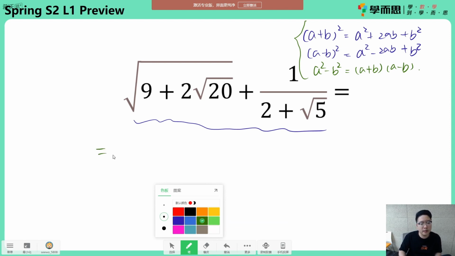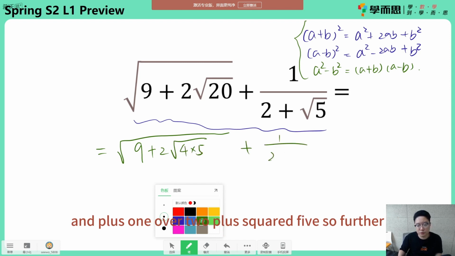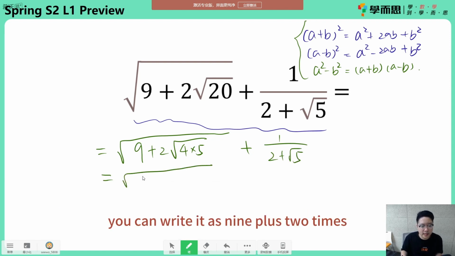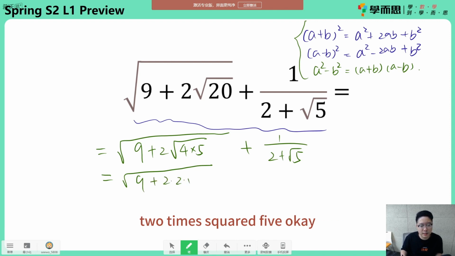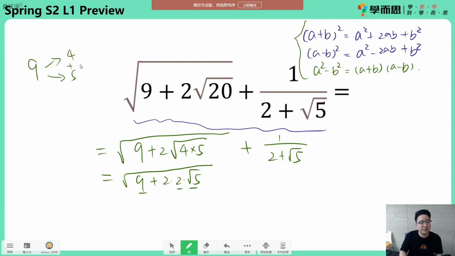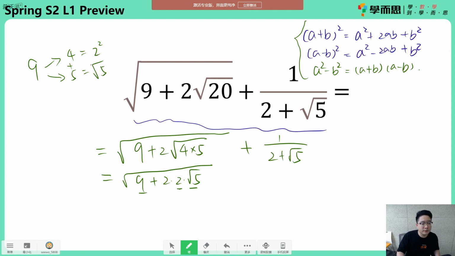So for the first part, let's see. This one equals 9 plus 2 square root of 4 times 5, right? And plus 1 over 2 plus square root 5. So further, you can write it as 9 plus 2 times 2 times square root 5. Okay? So 2 square root 5 and 9, what are their relationship? 9, you know, equals 4 plus 5, right? 4 equals the square of 2, right? And 5 equals the square of square root 5. Okay? Then we know how to write it.